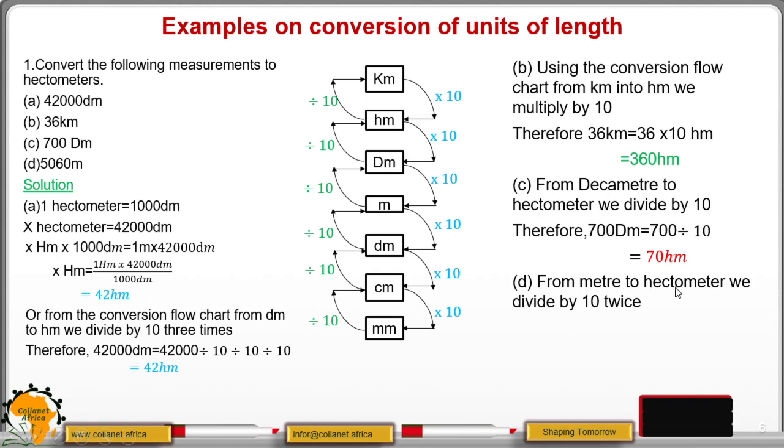Then from meter to hectometer, we divide by 10 twice. From here, you can see that we are moving from meters to hectometer. So you divide by 10 and the second 10. So it's like you're dividing by 100, and therefore it will be 5,060 meters divided by 10, and then you divide by another 10, you get 50.6 hectometers.